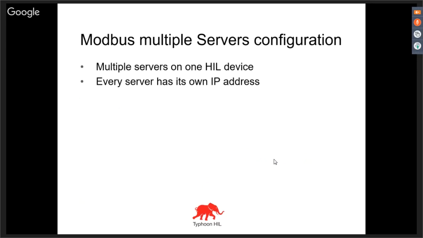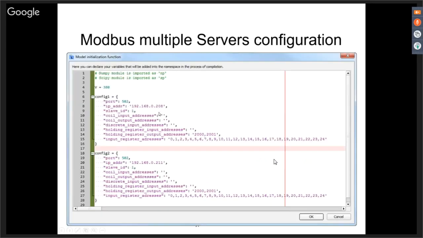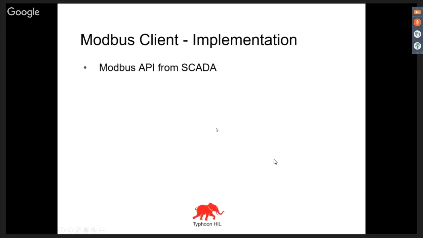We specified 2 configurations that are basically the same except for the IP address, which is different in the last characters. Modbus Client implementation again is through the Modbus API from SCADA, and it uses the PC to communicate. It doesn't work through the HIL device. It works through the PC. So a PC must connect to the network to enable the Modbus Client implementation.